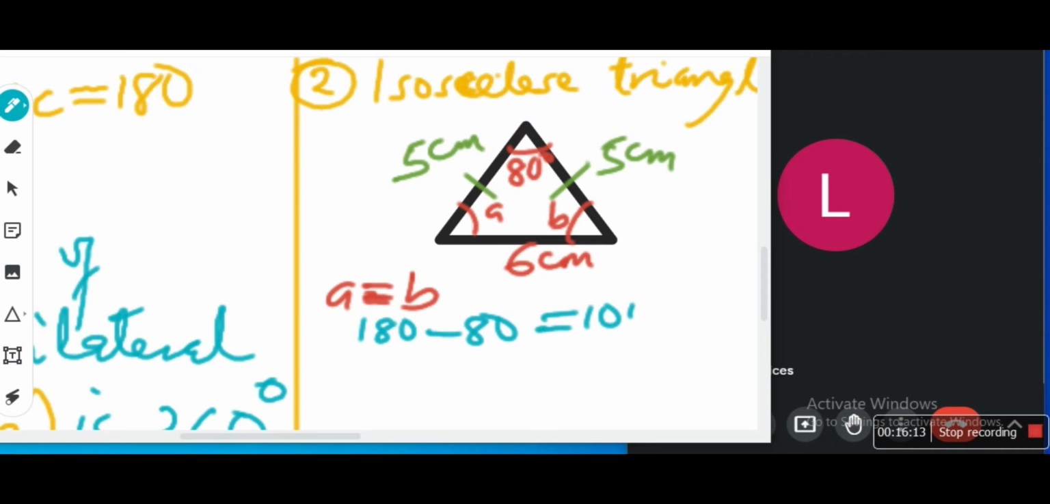100 degrees. And we know there are two angles sharing it, A and B. So A is equal to B, or B is equal to A. Both of them have equal values. So they will just share the 100 degrees. So that gives us A equal to B, which is equal to 100 over 2, or 50 degrees.